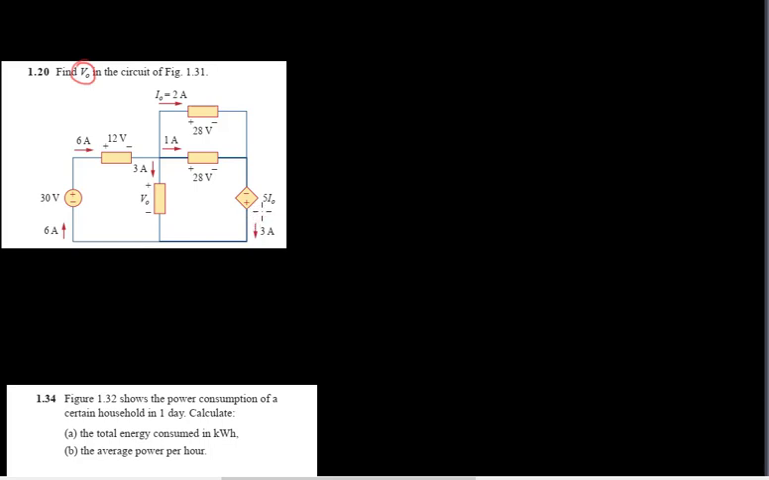Using those two things and combining them, the first thing is power. You know that power is VI, and then there is this sign convention of power. You know about that.